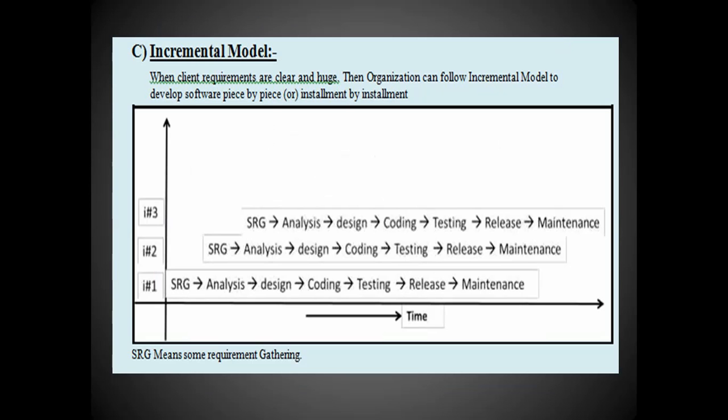The next one is the incremental model. When following this incremental model, the client requirements are clear and huge, so the organization follows the incremental model. It means we provide and implement piece by piece, or installment by installment. Here we call it SRG, meaning some requirement gathering, and then start the analysis, designing, coding, testing, releasing, and the maintenance.